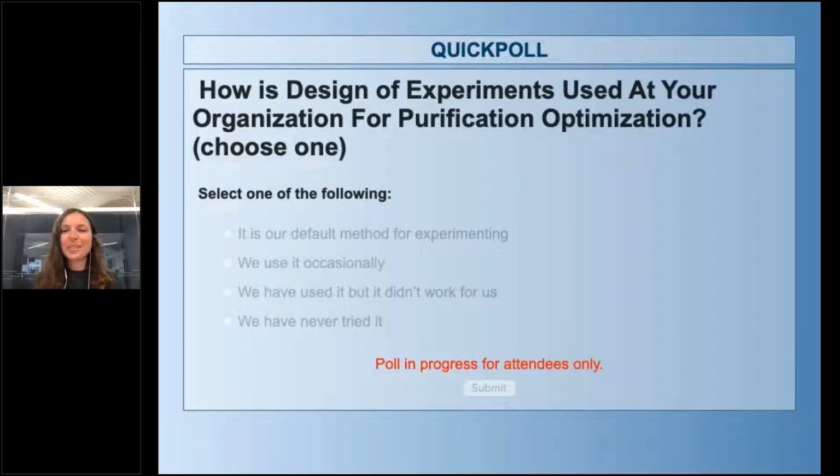So I'm quite curious to see what's the spread out there in terms of its usage. And we're just going to give it a few more seconds, just so that everyone can get their answer in.